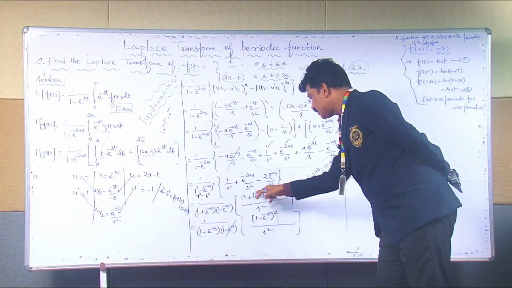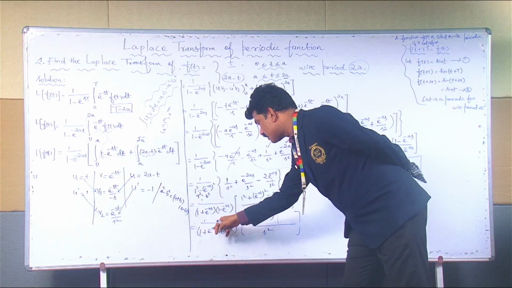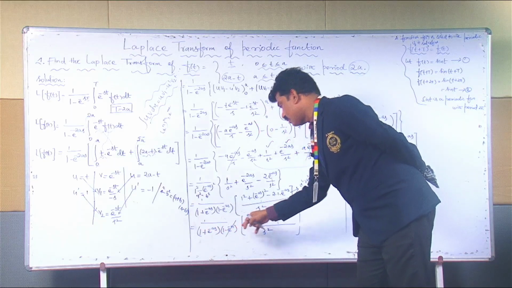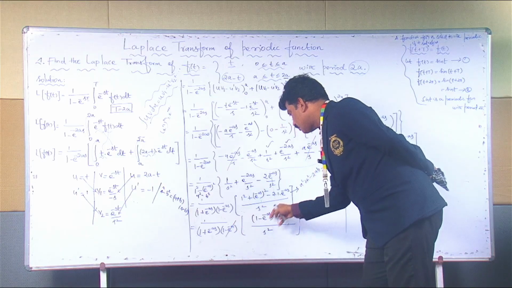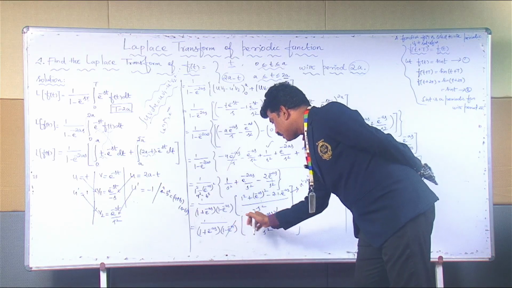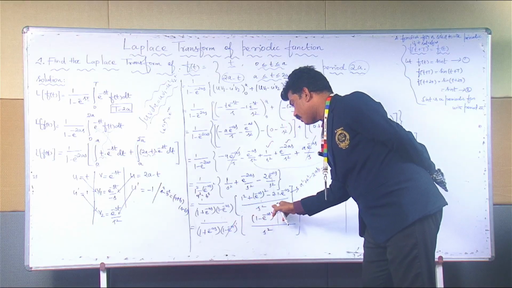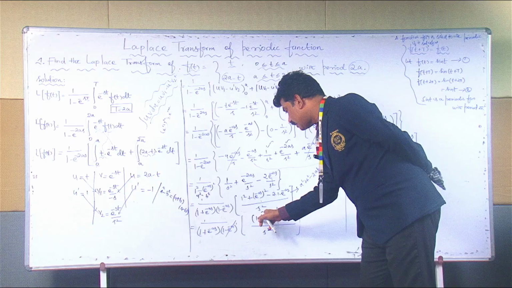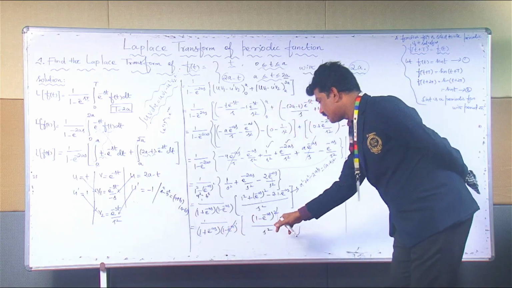So if you are expanding this, we will get this, right? And look at this term, 1 divided by 1 plus e power minus as, 1 divided by 1 minus e power minus as. So this is 1 minus e power minus as, 1 minus e power minus as. So we'll get cancelled. Here power 1 and power 2 get cancelled. Finally, remaining 1 power is there. So the numerator can be written as 1 minus e power minus as divided by what? 1 plus e power minus as.